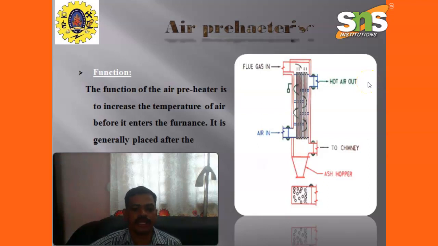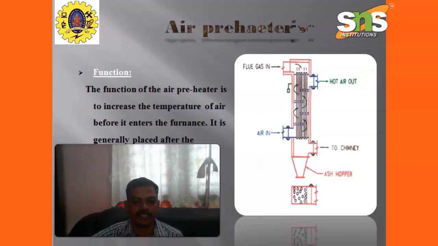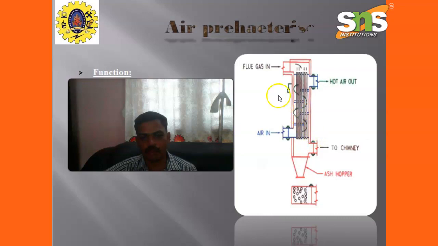The function of the air preheater is increasing the temperature of air before it enters the furnace. It is generally placed after the economizer.